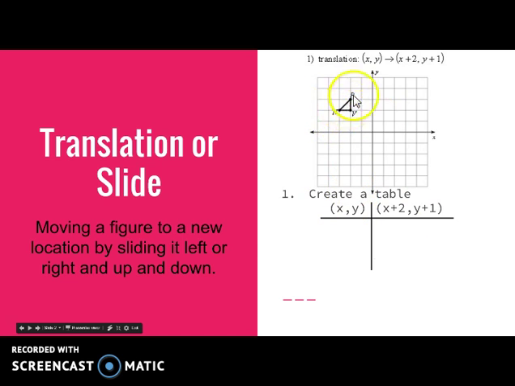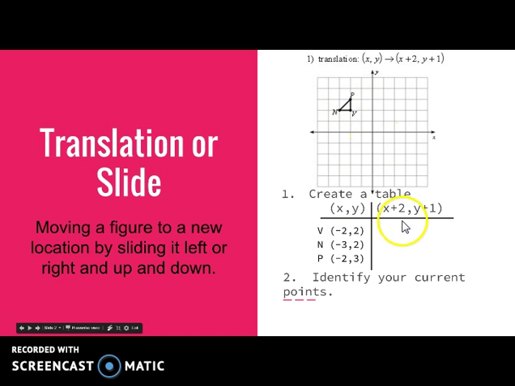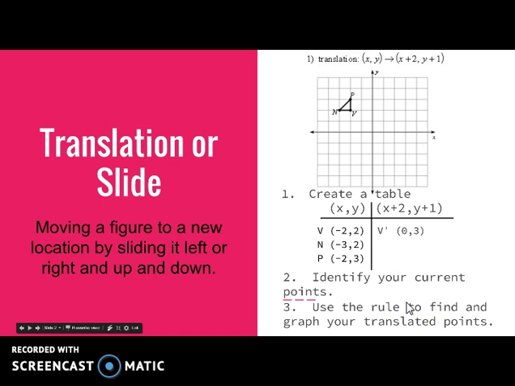But if we take a look at our original figure, which is a triangle, we would mark those coordinates out. Okay, V, N, and P have these coordinates in the coordinate plane. Remember, the first number is your x, second number is your y. We're going to take every x coordinate and add 2, every y coordinate and add 1, according to this translation rule. Okay, so we're going to use that rule to find and graph our translated points.